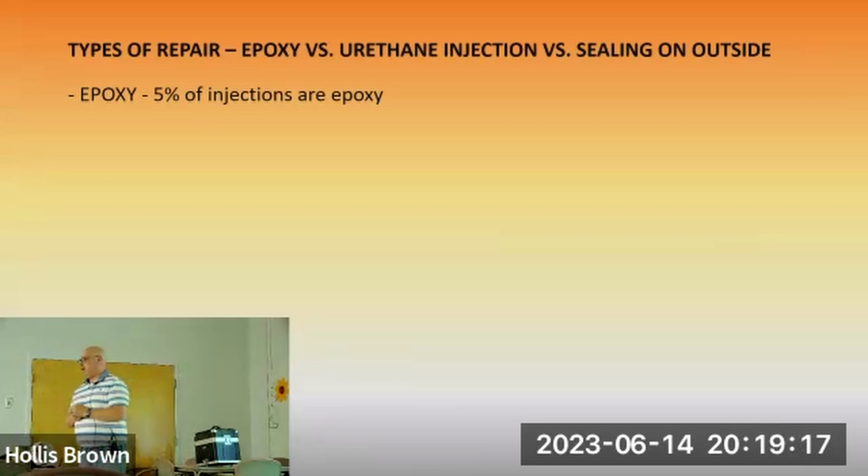So everybody was sold on epoxy being super strong, and they did use it. I do quite a bit of repairs re-injecting epoxy injections from anywhere from 20 years ago to a couple years ago. So epoxy really has waned because the benefits are very limited.